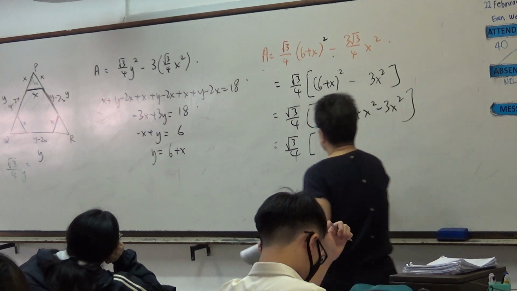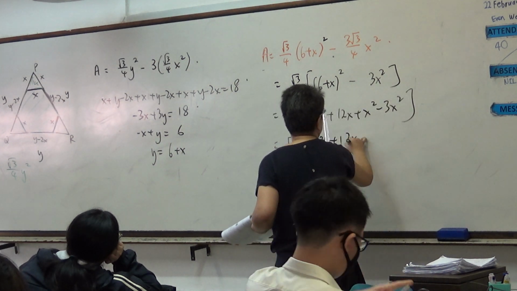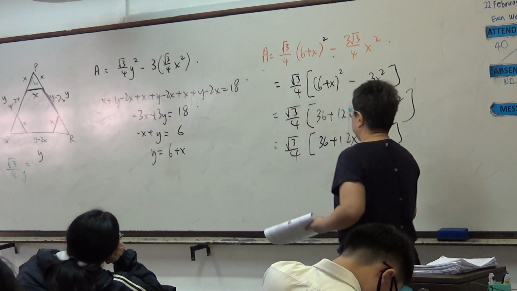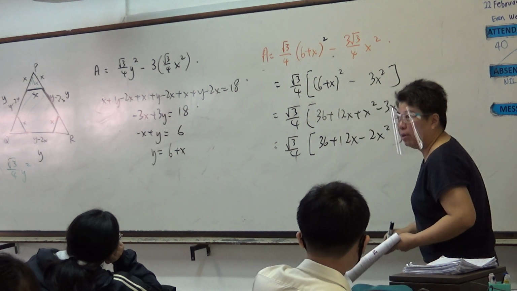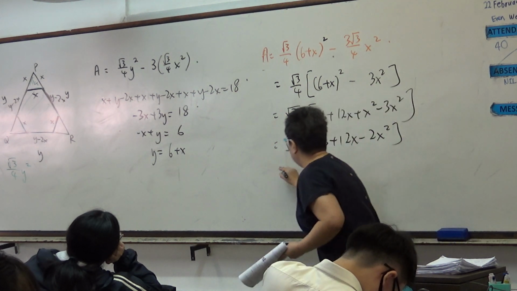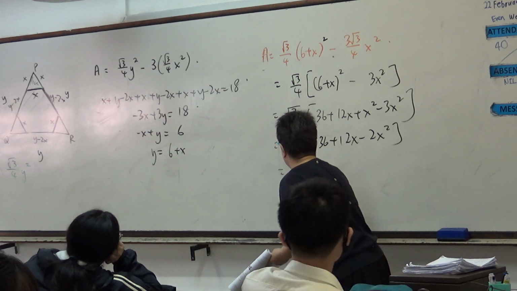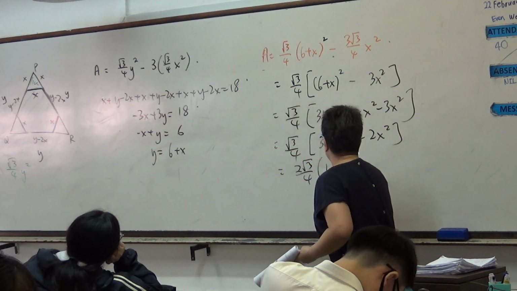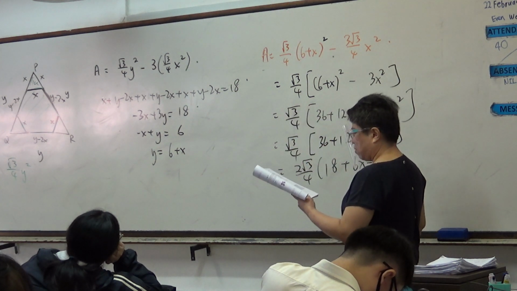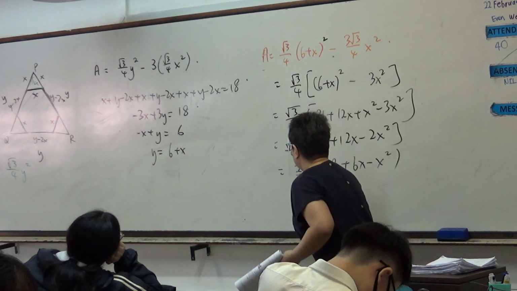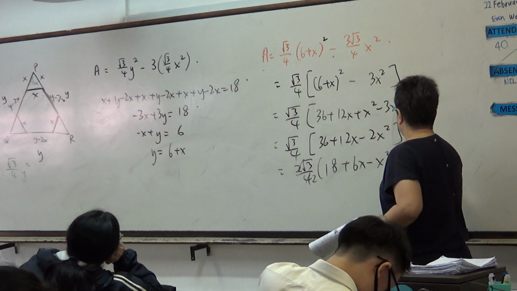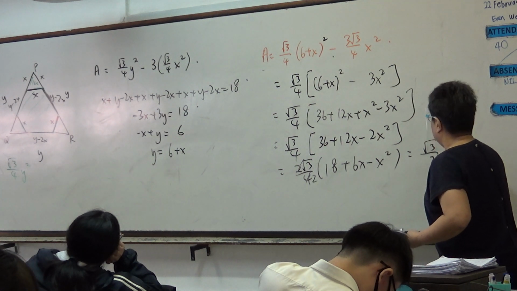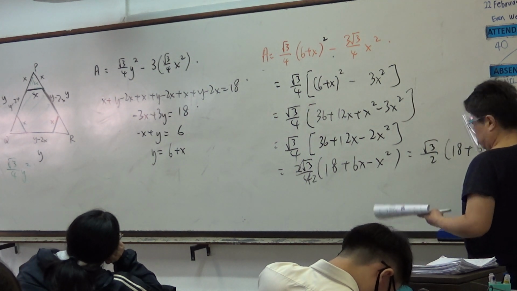36 plus 12x minus 2x squared, right? I factorize out 2. Can you see I factorize out 2? So I will put a 2 root 3 over 4. So I'll have 18 plus 6x minus x squared. Okay, now this one simplify. So it's root 3 over 2, 18 plus 6x minus x squared.